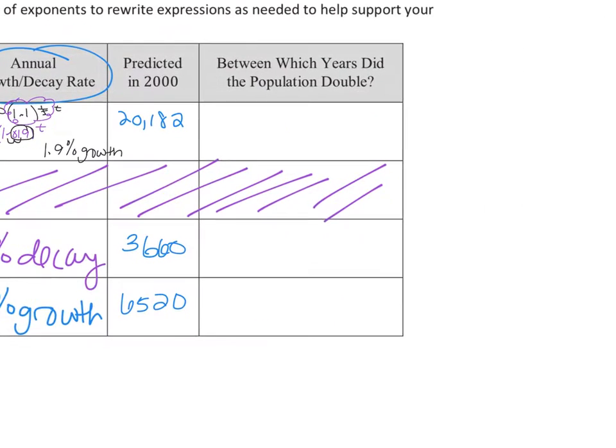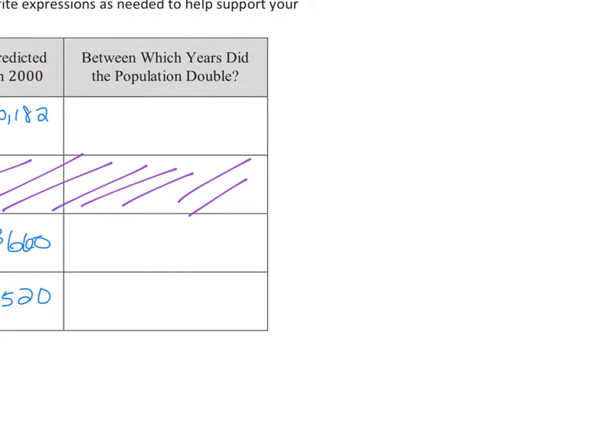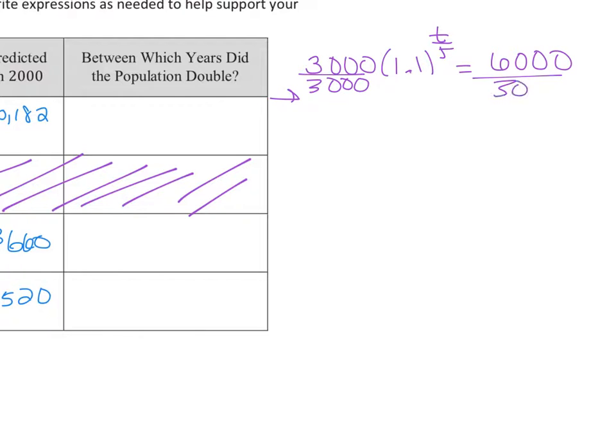The next thing says, between which years did the population double? Now, what you might want to do here is take out another piece of loose leaf because this might be useful. So I'll give you guys a second to do that. Or you can squeeze it on the side, that's fine. All right, so I'm going to take my function, 3,000 times 1.1 to the t over 5, and I'm going to double this to be 6,000. So what I'm going to do is solve for my t value. If I divide by 3,000, I'm going to get 1.1 to the t over 5 equals 2.